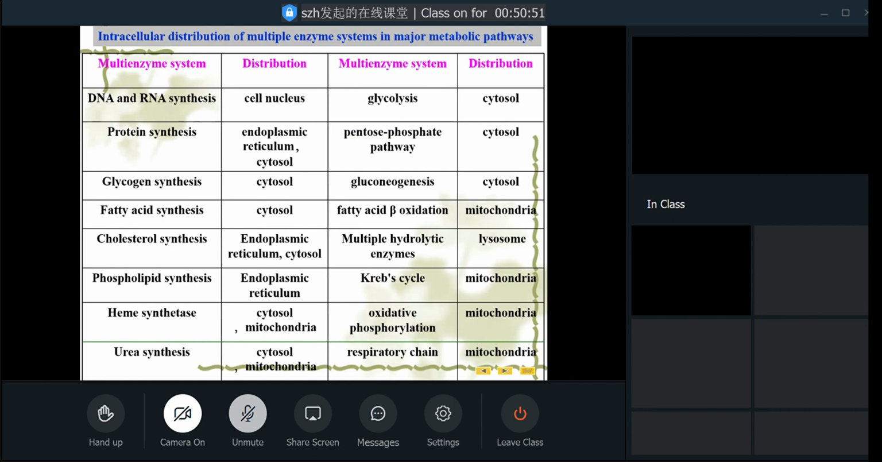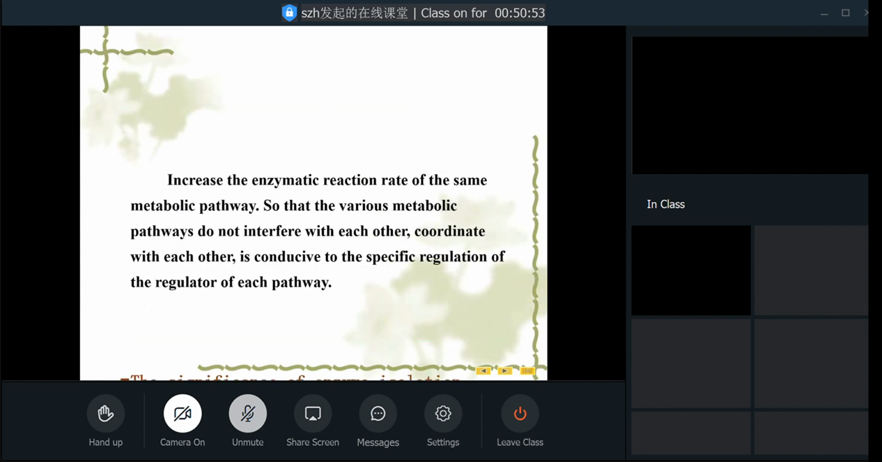All of this we already finished. What kind of significance does this distribution have? It can increase the enzymatic reaction. So the various metabolic pathways don't interfere with each other and are coordinated with each other. This kind of method is conducive to the specific regulation of each pathway.